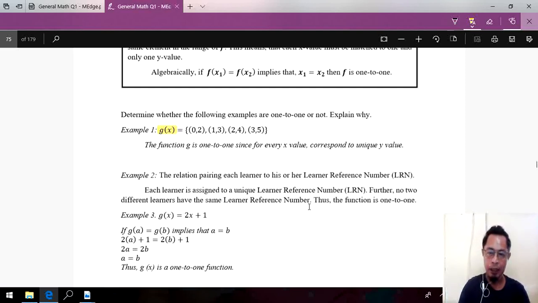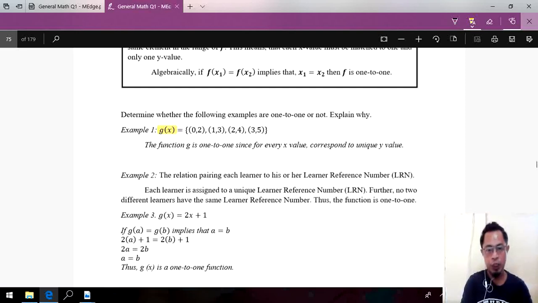Alangan naman, di ba? Alangan naman yung dalawang estudyante mag-share sa isang LRN, or dalawang LRN ay mag-share yung isang estudyante. So, hindi na po pwede yun. Mahirap na pag hinanap yung records. Am I right? Diba? Now, let's consider the third example.